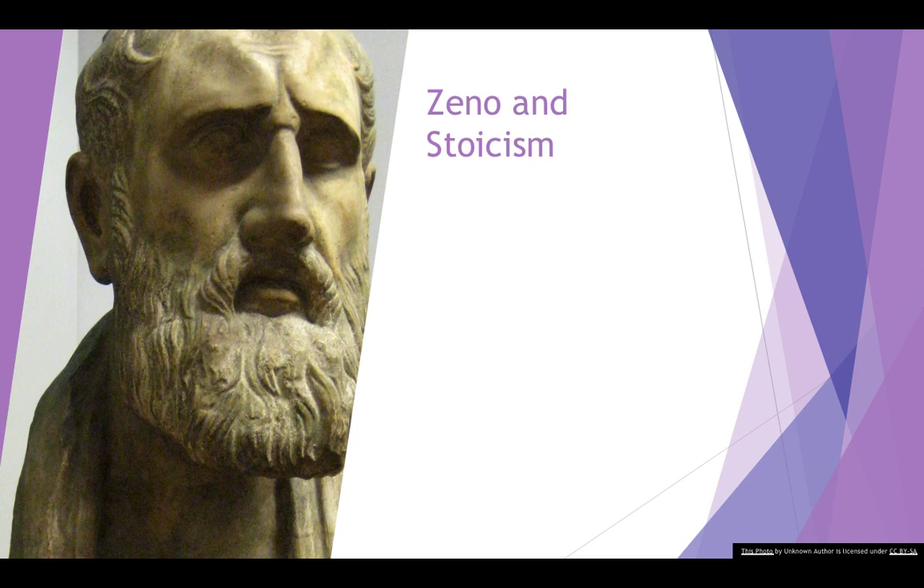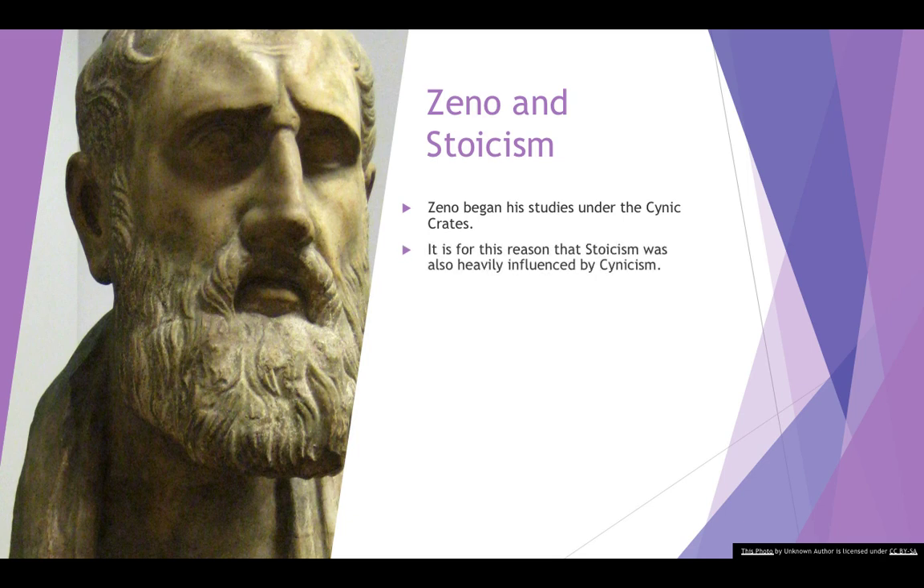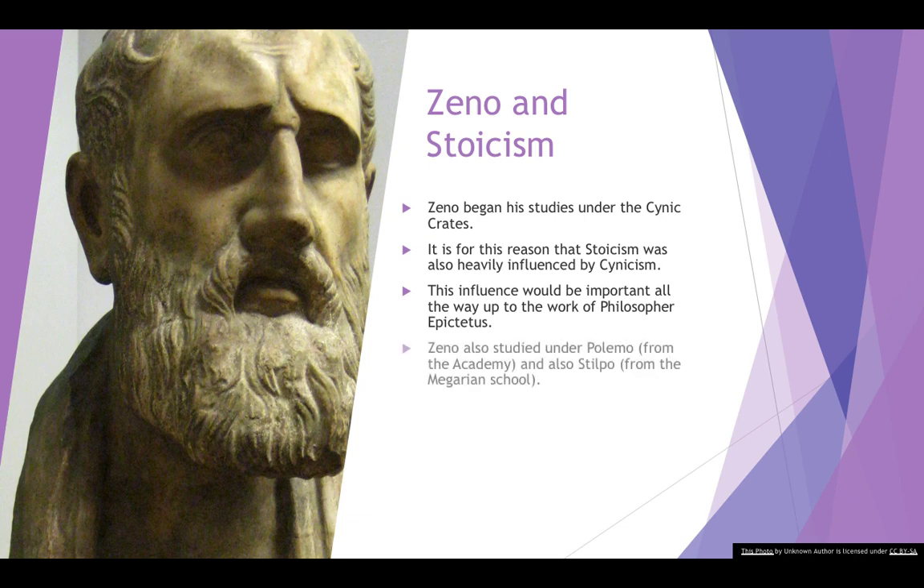When it comes to the real founder of Stoicism, we've got to look at Zeno. Zeno began his studies under the Cynic Crates, and it is for this reason that Stoicism was also heavily influenced by Cynicism. As we mentioned in the last video, Cynicism and Stoicism sit on a spectrum almost, with Aristotelianism on one side, Cynicism on the other, and Stoicism almost sitting in the middle. This influence would be important all the way up to the philosopher Epictetus.